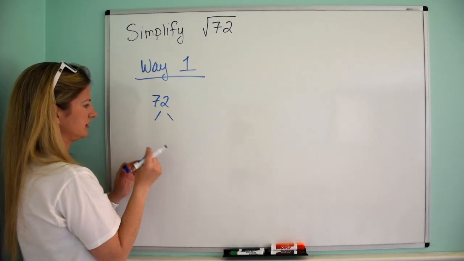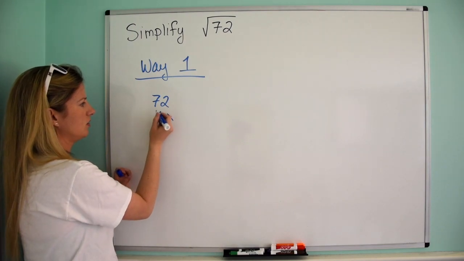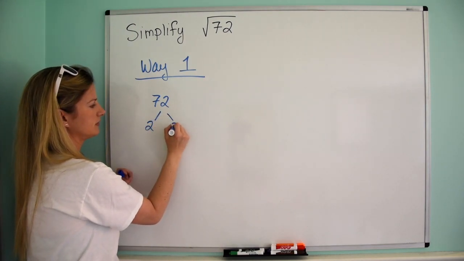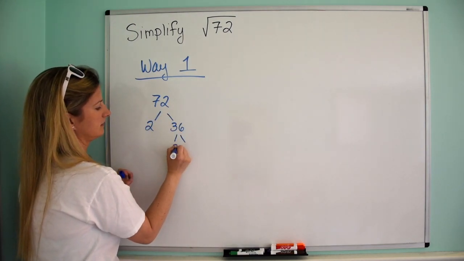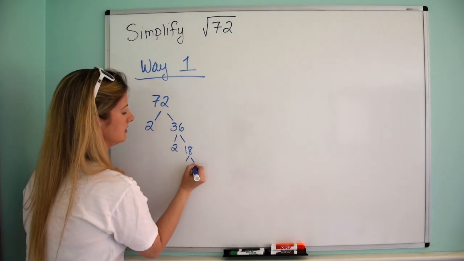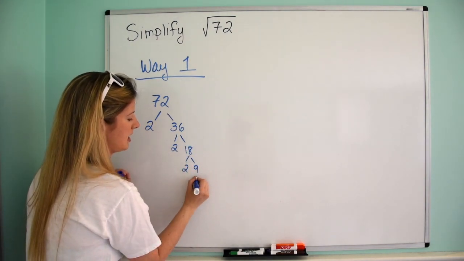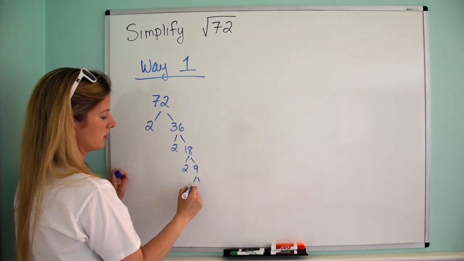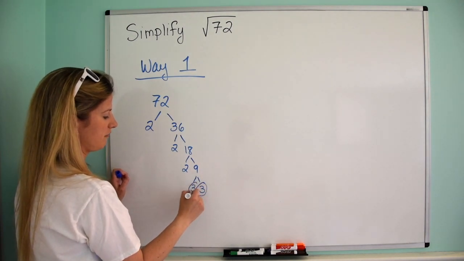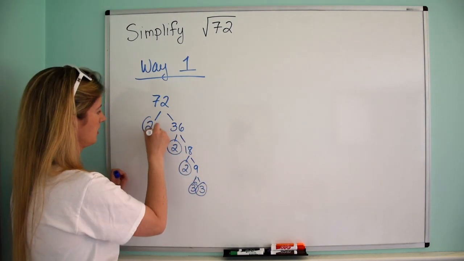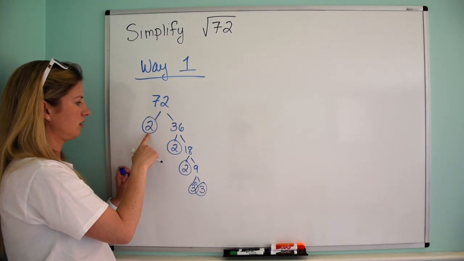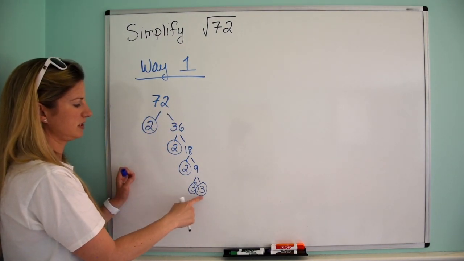I personally like to double things and halve things. So I know 72 divided by 2 is 36. 36 divided by 2 is 18. 18 divided by 2 is 9. And then I can't divide by 2 anymore, so I'm left with 3 and 3. So I made this beautiful factor tree, okay? So I know 72 is also 2 times 2 times 2 times 3 times 3.